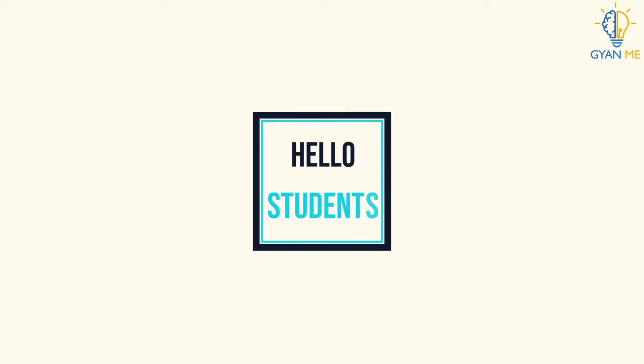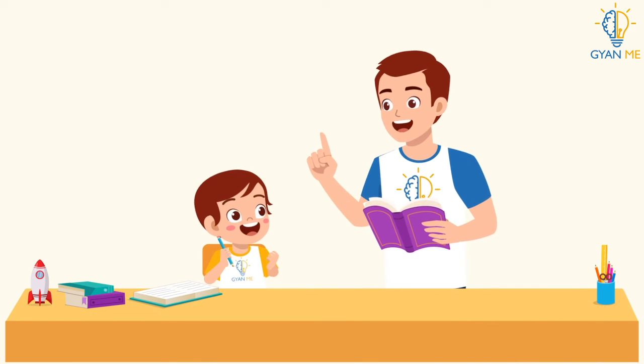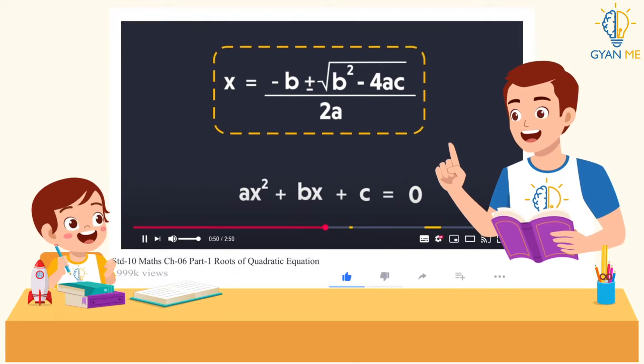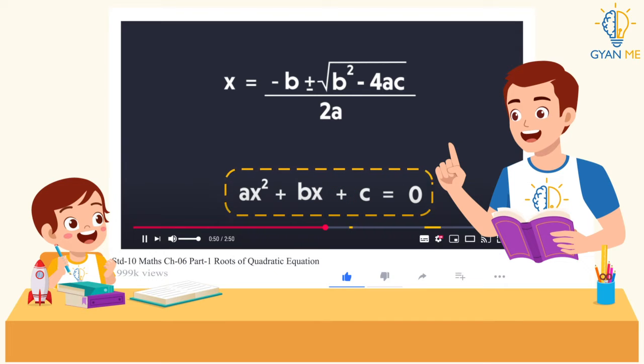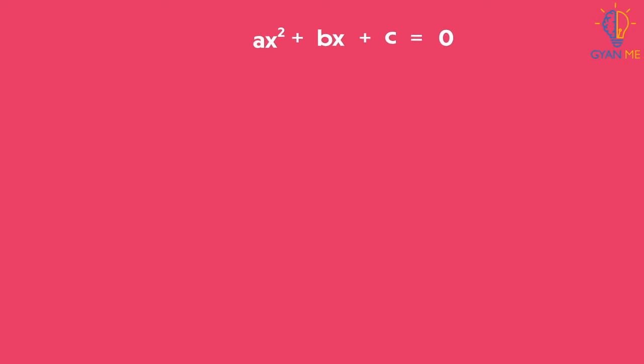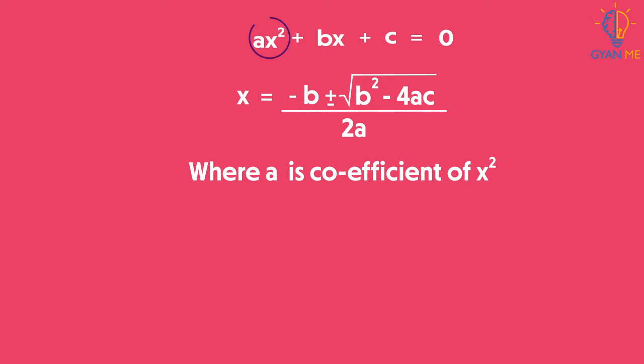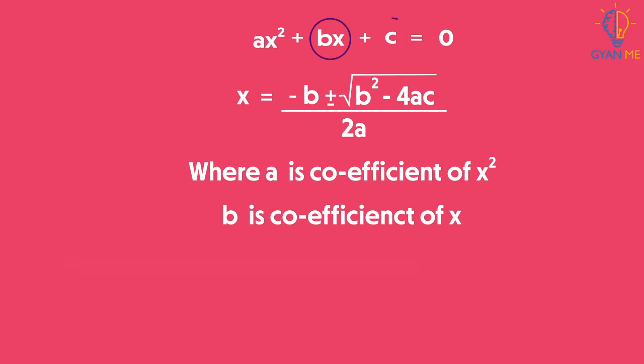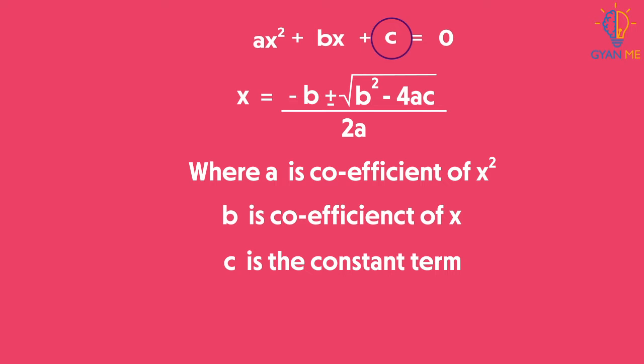Hello students! In the previous video, we derived the quadratic formula, which we can use to find the roots of a quadratic equation. The formula was x equal to minus b plus or minus under the root b square minus 4ac upon 2a, where a is the coefficient of x square, b is the coefficient of x and c is the constant term.